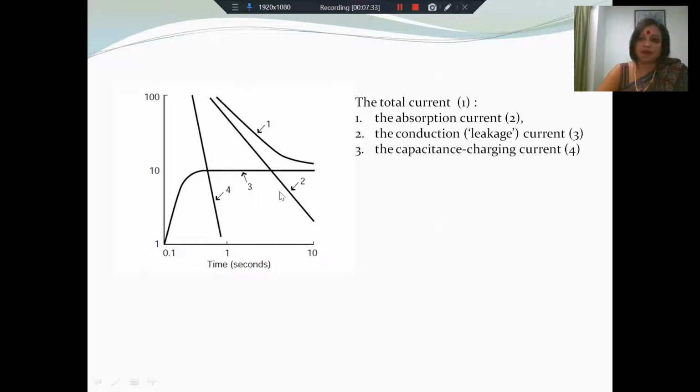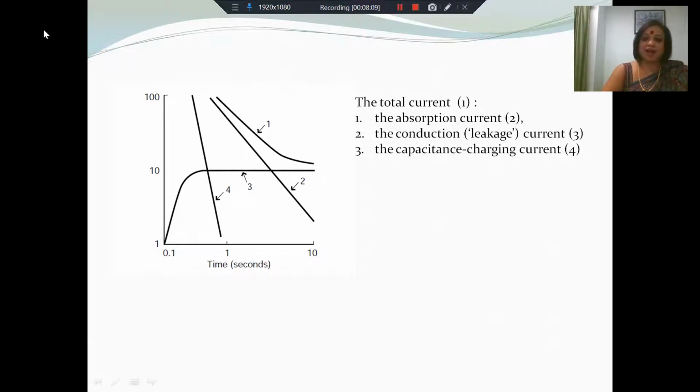Then you have the conduction or the leakage current, that is given by curve number 3, which is the typical ohmic current or conduction current that will flow in a material on application of DC voltage. If you did not have a dielectric material, this current would still flow. This current originally may be small, and then the current increases and ultimately reaches a steady value. So as long as the voltage remains applied, a steady DC current will flow at long periods of time. The current will go to 0 as soon as the DC voltage is removed.